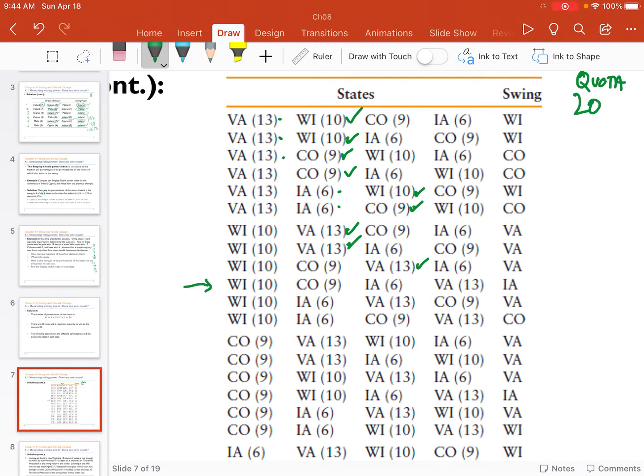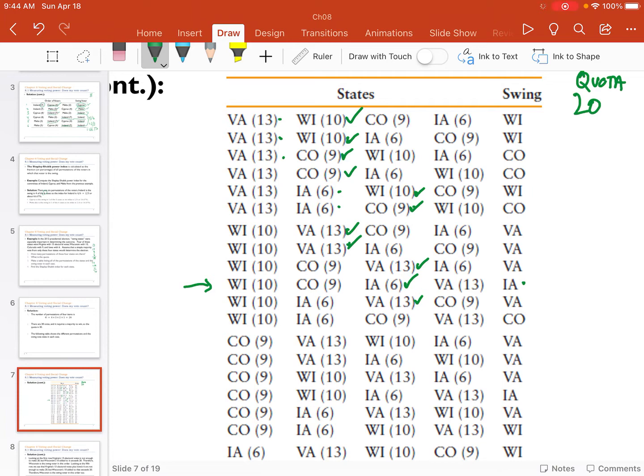Well, if we put Virginia at the end on this try here, Wisconsin is 10, Colorado's 9. Not enough. That's 19. And you get to Iowa, which is 25. So Iowa finally gets a swing vote. So they're not shut out. Everybody's gotten some kind of say in this. Although it doesn't look like Iowa's going to get too many of them.